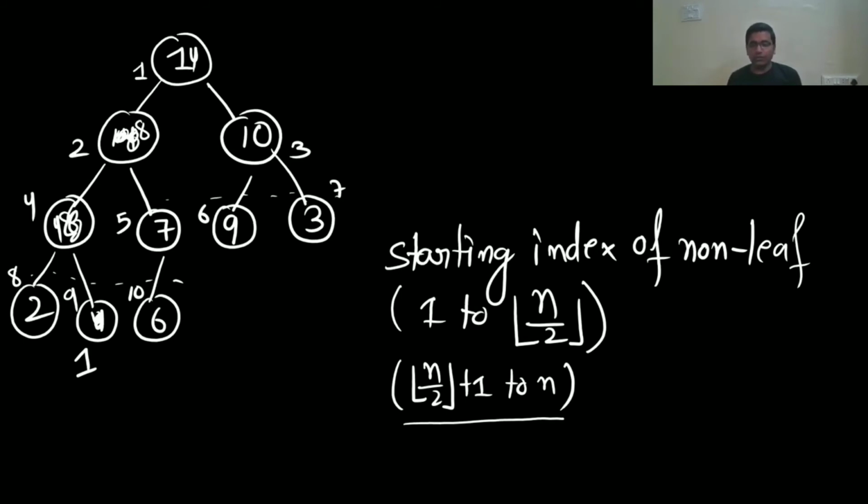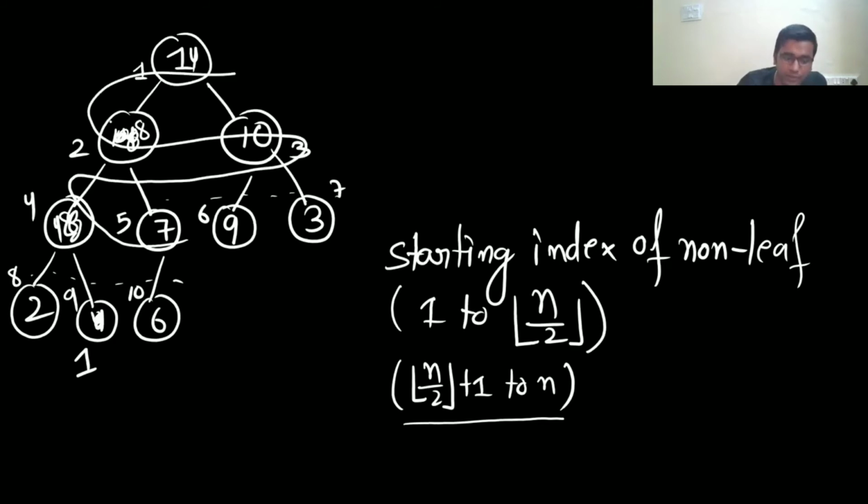So floor of n by 2 is the index of the last non-leaf. Now what I am doing, I am calling the heap property from here, then here, then here, then here, then here. Then it is automatically going and making a heap. Let me take some other example. With some other example it will be more clear.